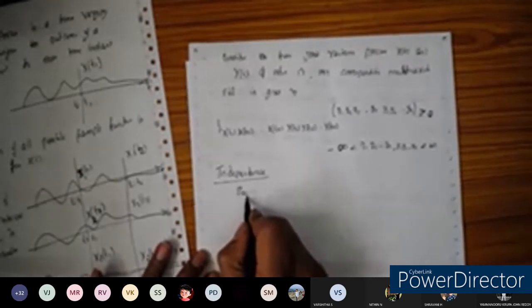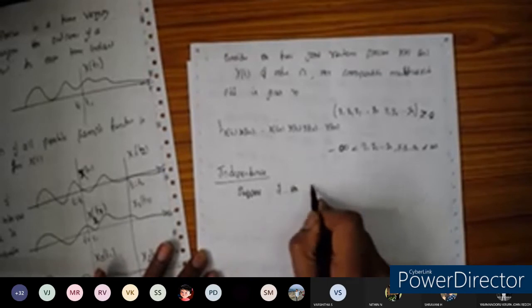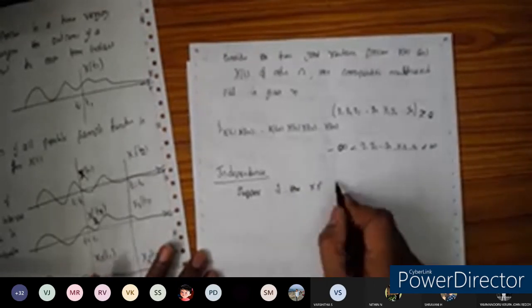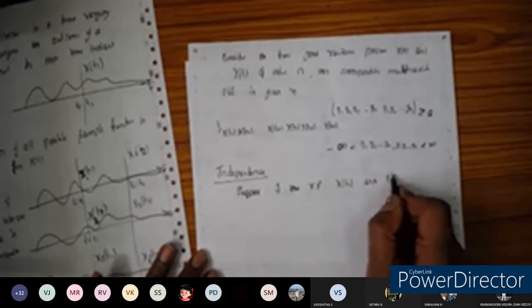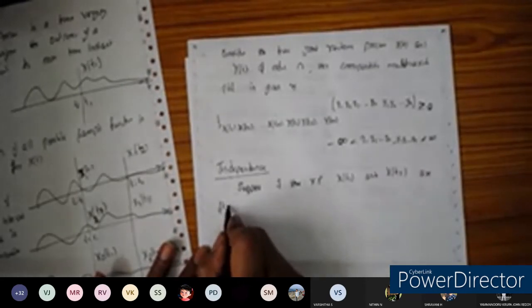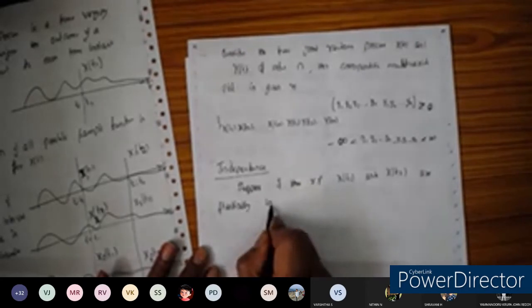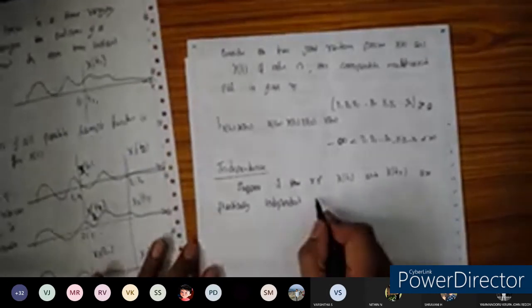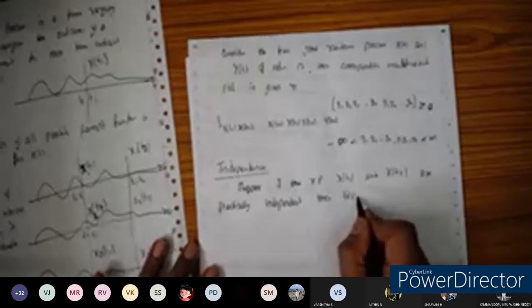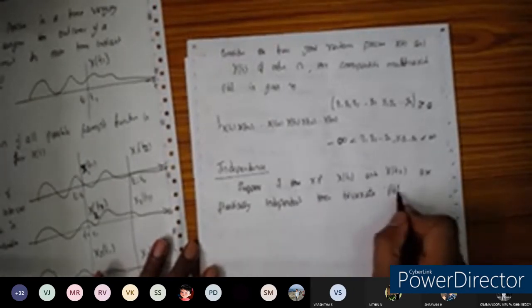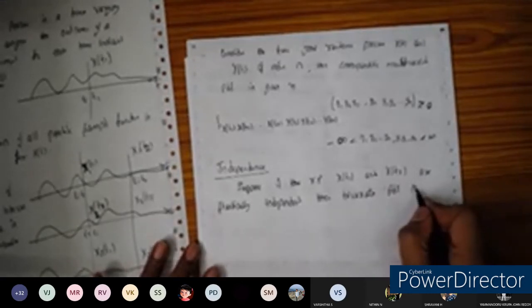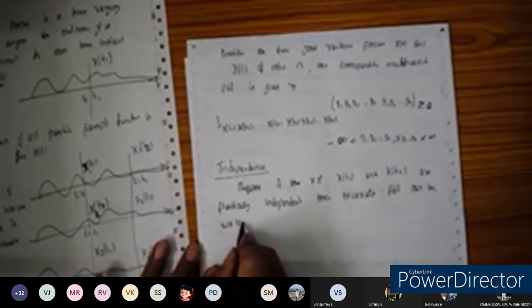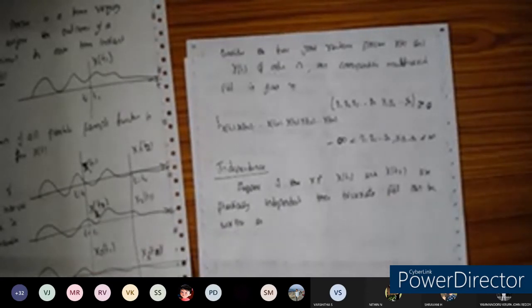Suppose the random processes x of t1 and x of t2 are statistically independent, then the bivariate PDF can be written as, okay, so we can write the bivariate PDF like this here.